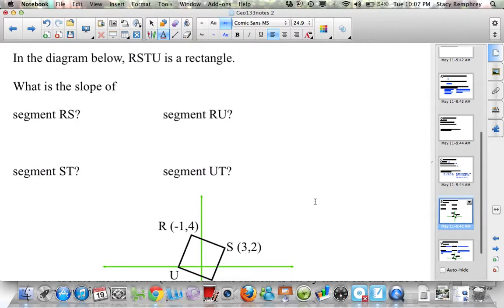All right, then we have a diagram here. RSTU is a rectangle. Notice that I did tell you that's important. I told you that to start. I only gave you 2 of the points. That's all you actually need. So please don't make this more complicated than it needs to be. So go ahead and find the slope of all these segments.